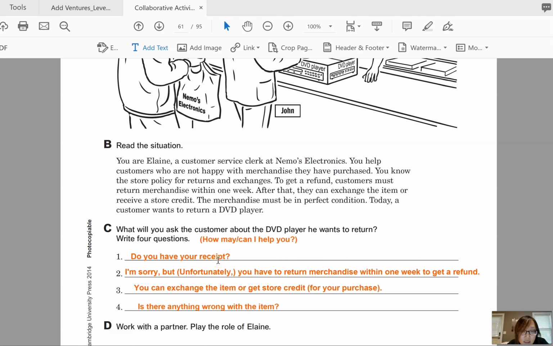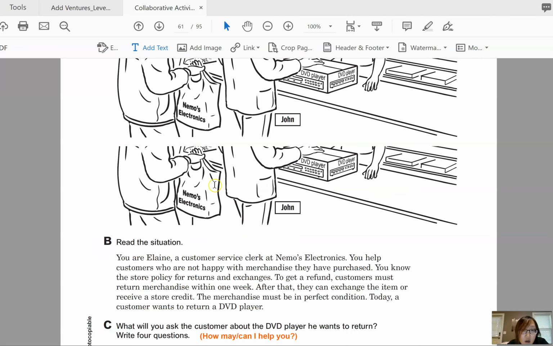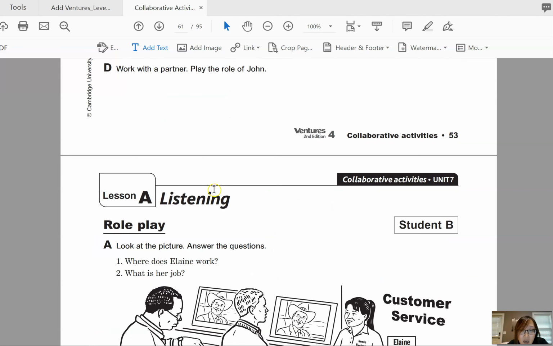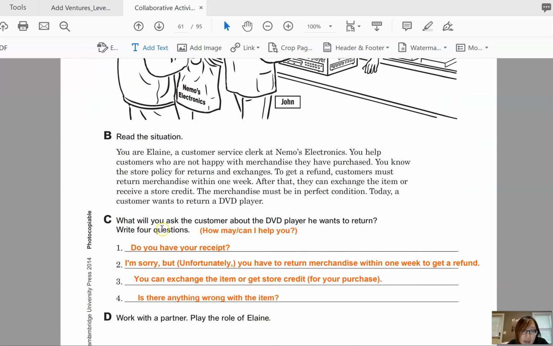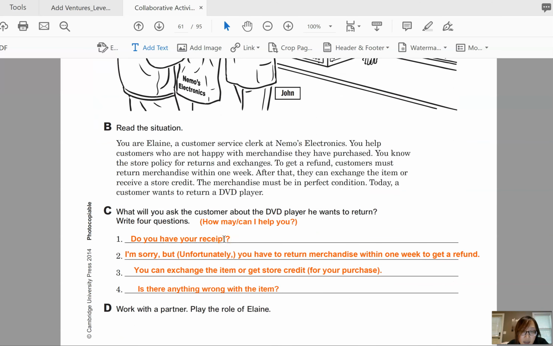So if John comes in and she asks, "how may I help you?" Then he might say, "I'd like to return this item." And she might ask, "is there anything wrong with it?" And then, of course, he would say, "no, but I don't like it because it's not easy to use." And then she would ask, "do you have your receipt?" And then she would check the date and tell him, "I'm sorry, but you have to return merchandise within 1 week to get a refund."